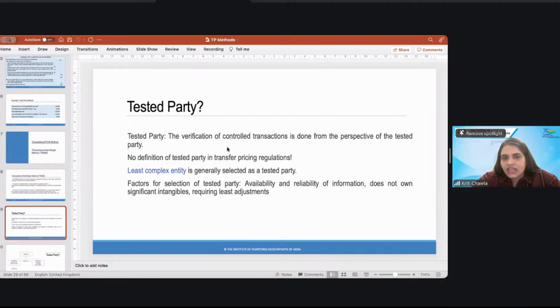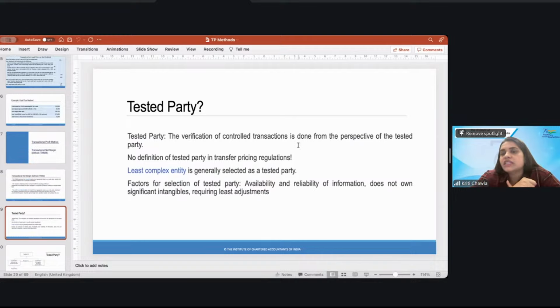We do have answers. Yes, it is the party against which the controlled transaction is basically tested. It means the verification of the controlled transaction is done from the perspective of the tested party. If this Indian company is providing services to the foreign entity, which entity should we take against which we will test the profitability, so as to make sure this is at arm's length? We can do it from the perspective of the Indian company, or from the perspective of the foreign company. Whichever company we do it from the perspective of is called the tested party.